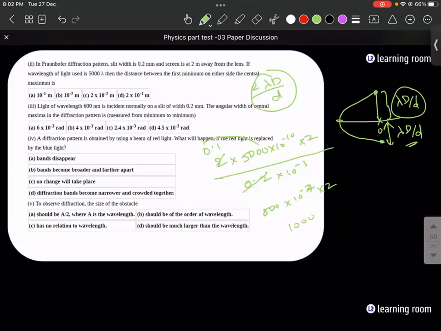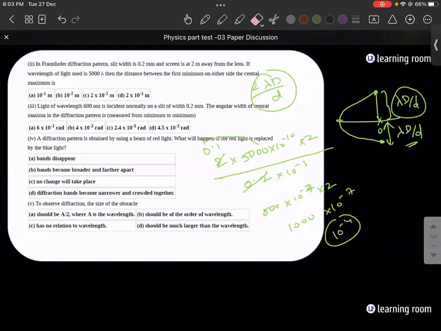So 1000 into 10 power minus 7. Now 10 power minus 4 is what comes. 10 power minus 4. Not sure what is getting missed. 10 power minus 4 is not there, sir. If you keep it as 5000 alone, like 10 power minus 1, it's coming. But the answer given is 10 power minus 2. I have to validate whether that is correct or not.